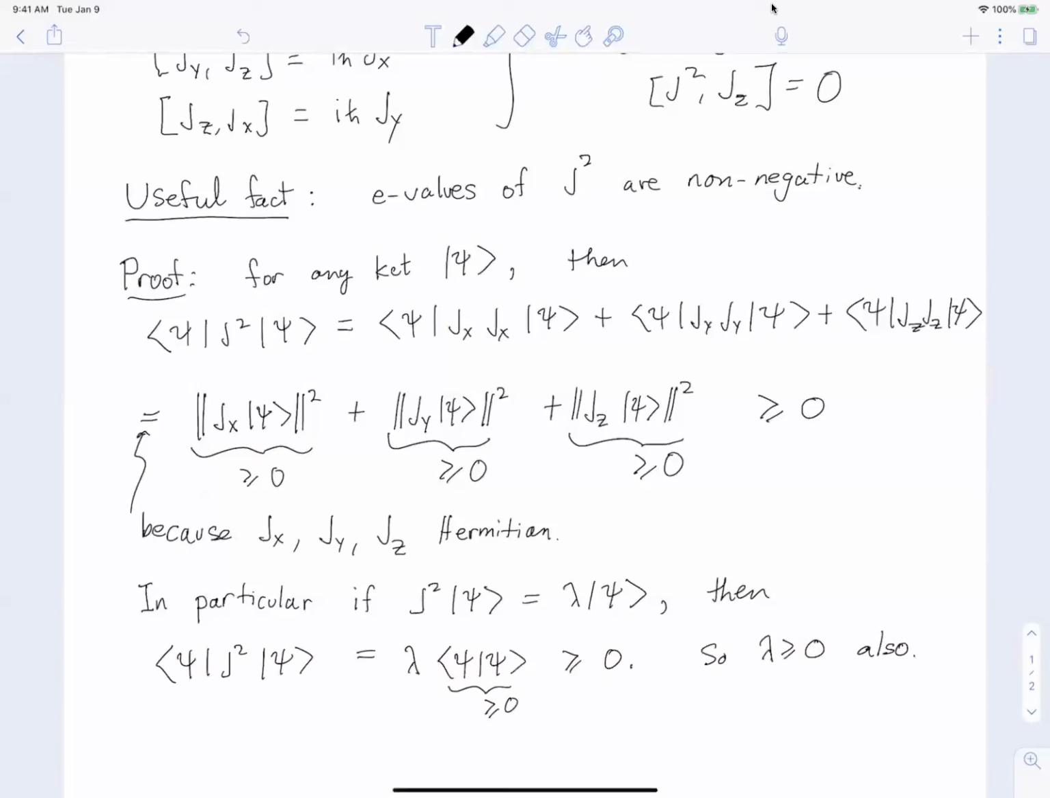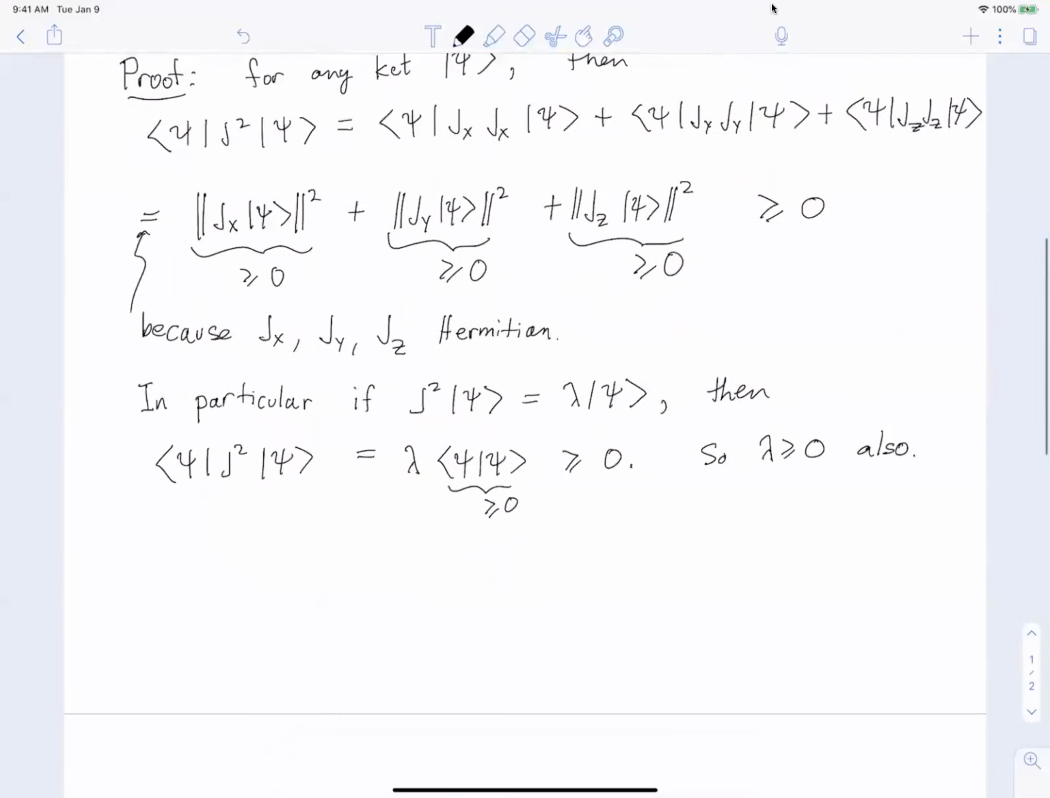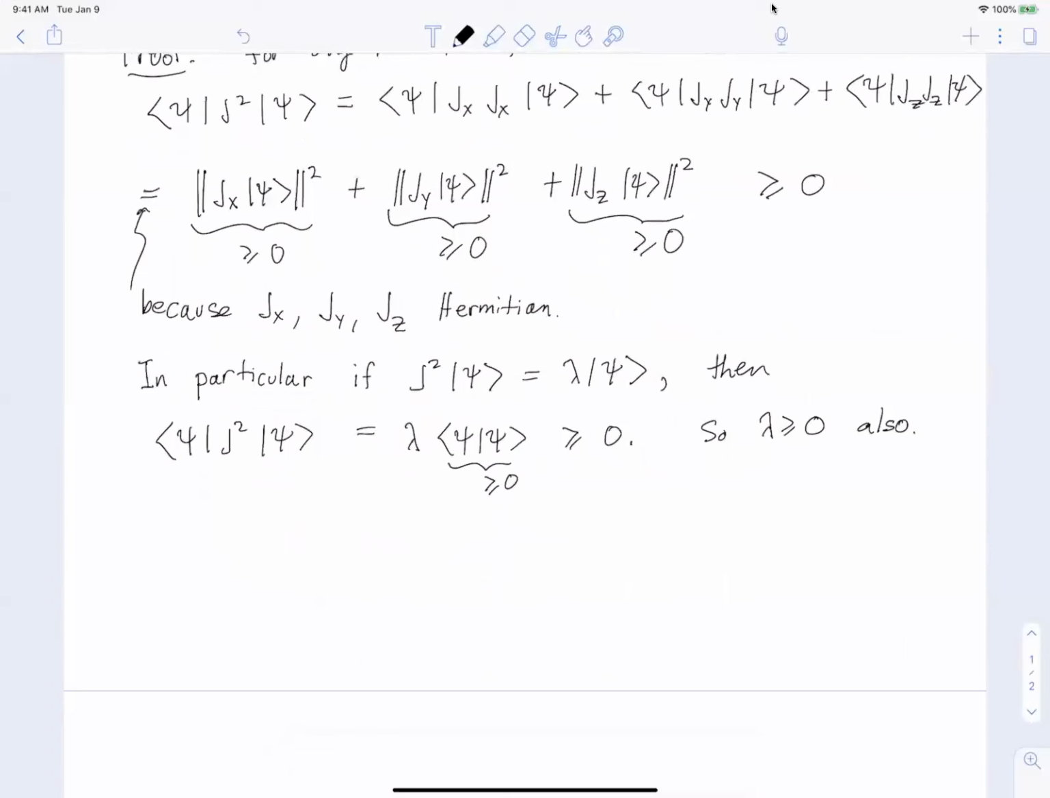Because the only way to get something positive, if it's the product of something times another positive number, is if it itself is positive. By the way, the only way that it can be equal to 0 is if, in fact, psi was the null ket, or lambda was itself 0. All right. So lambda is greater than or equal to 0. That's the eigenvalue of j squared.